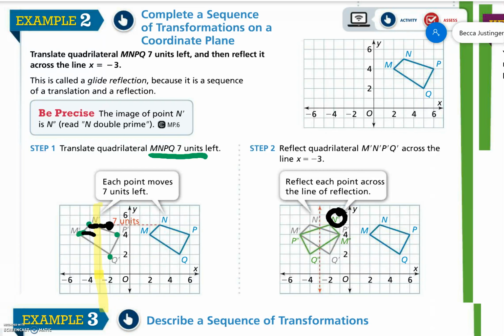M is 2 away, so we go 2 away the other direction. So actually M double prime maps right onto P prime. Q is 1 away, so we map Q prime 1 away. So see how they just flipped it over this line, x equals -3.